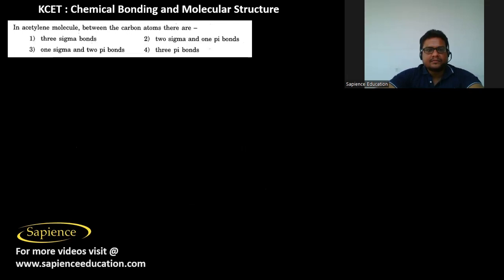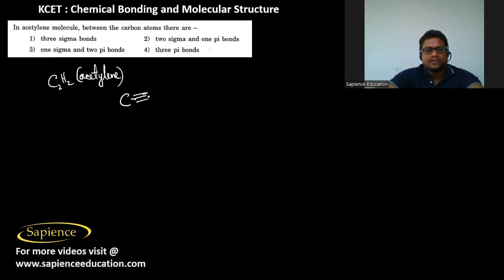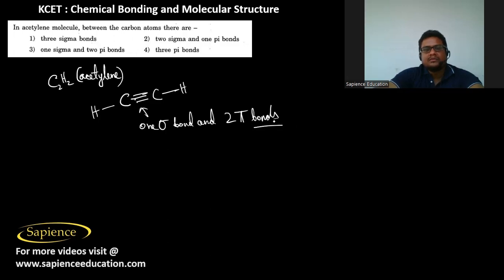Then here it is told, in acetylene molecule between the carbon atoms. So acetylene means C2H2. C2H2 is called acetylene molecule. Here a carbon-carbon triple bond is formed with two hydrogen atoms. So in between the carbon atoms, we have one sigma bond and two pi bonds. One sigma and two pi bonds. So option 3 is the correct answer.